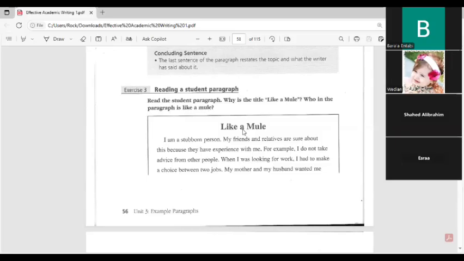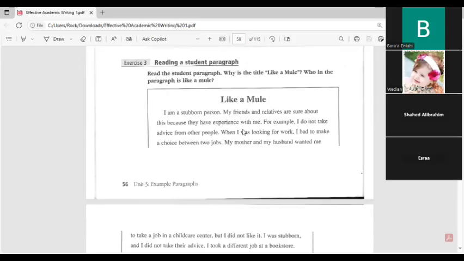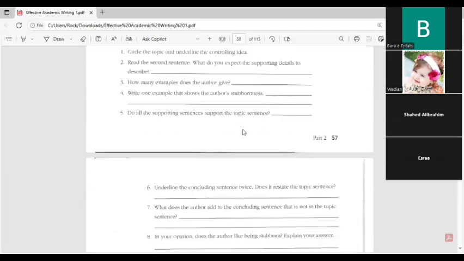For example, what do I want to talk about? I can say that "I" is the topic and the controlling idea is "stubborn person," because I want to talk about the fact that I am a stubborn person. So the controlling idea that would control all my topic is "stubborn person." This is the controlling idea. Remember that?